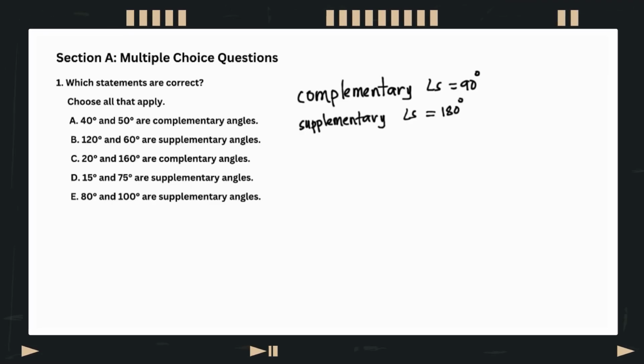Now let's look at the options. 40 degrees and 50 degrees are complementary angles. 40 degrees and 50 makes up 90. Hence, this is an answer. So 120 degrees and 60 degrees makes up 180. And that's a supplementary angle. Therefore, it's also an answer.